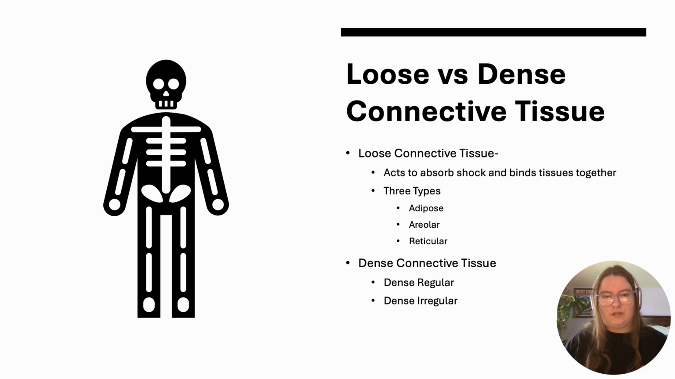Now let's talk about the loose and dense. Loose connective tissue acts to absorb shock and binds tissues together, and is composed of three types, which are adipose, areolar, and reticular. Dense connective tissue is where fibers are densely packed together to provide strong support and contains more collagen fibers than loose connective tissue, and is defined as dense regular or dense irregular.